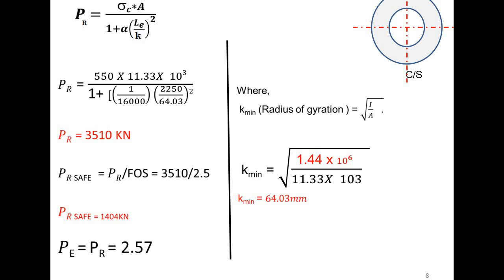And the final element we need to find out is the comparison between the Rankine load and Euler's load. So here P divided by PR equal to 2.57. P divided by PR means Euler's load to the Rankine load, and that ratio is 2.57. So we can say Euler's load is 2.57 times greater than the Rankine load. So in this way we can solve the problem on Rankine theory. Thank you.